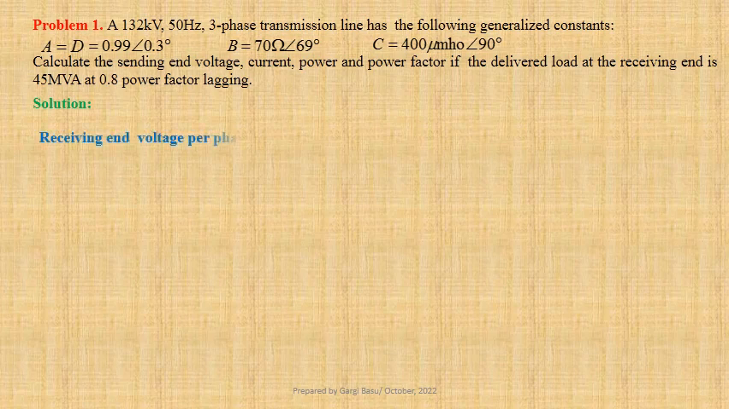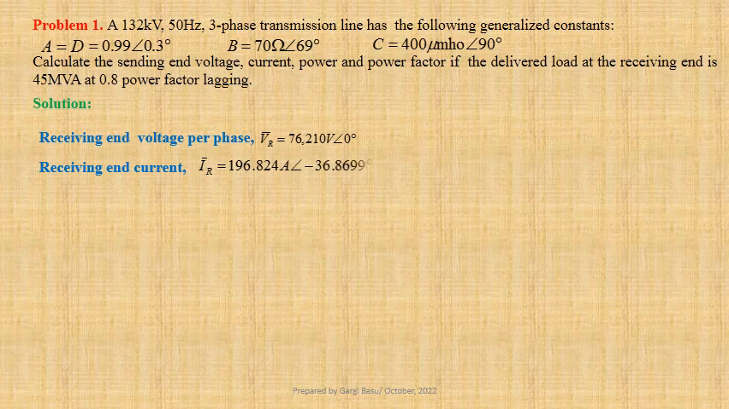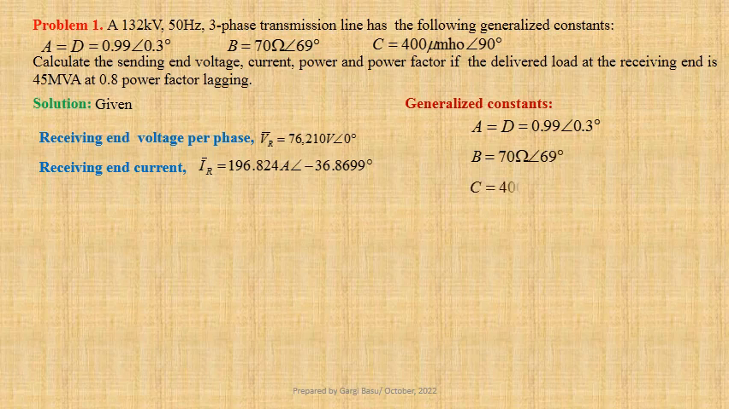Taking receiving end voltage per phase as reference, we can write VR equals 76,210 volts at an angle 0 degree. We have computed receiving end current IR equals 196.824 ampere at an angle minus 36.8699 degree. Given generalized constants A equals D equals 0.99 at an angle 0.3 degree, B equals 70 ohm at an angle 69 degree, and C equals 400 micromho at an angle 90 degree, that is equal to 4 into 10 to the power minus 4 mho at an angle 90 degree.